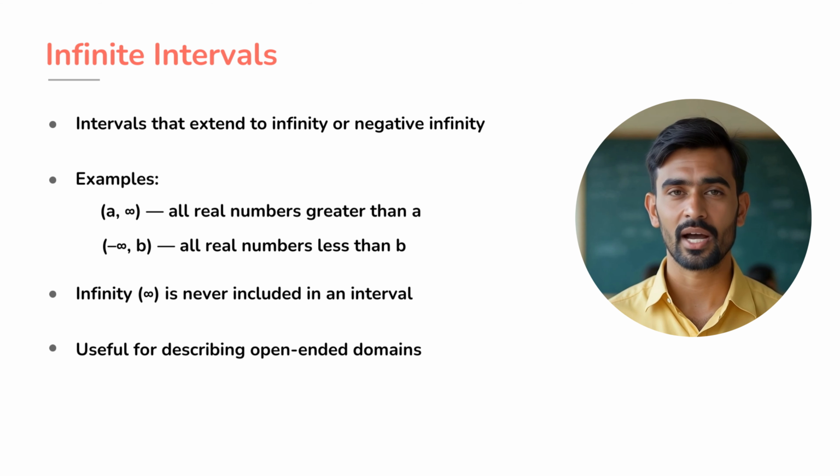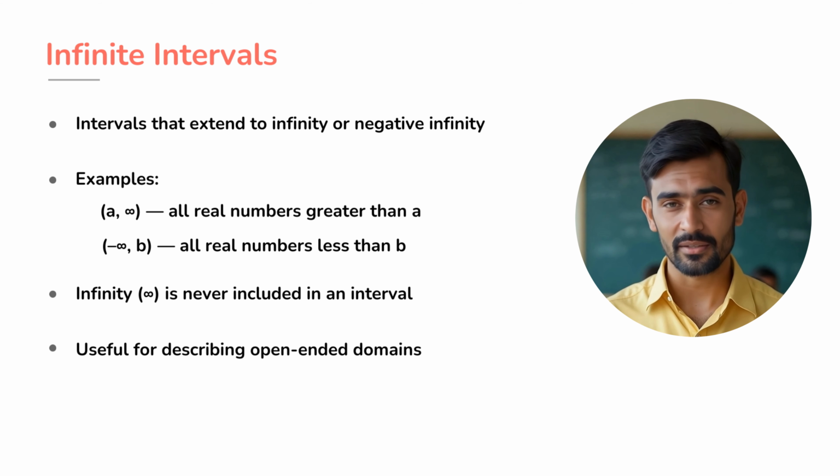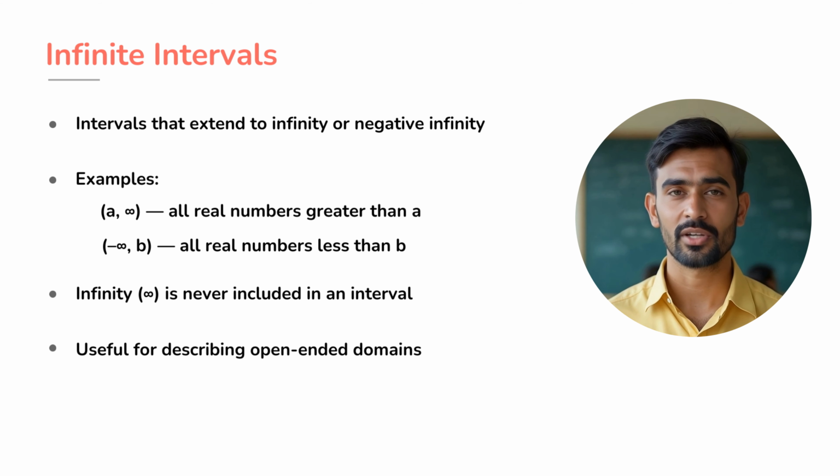We can also combine with one closed endpoint: square bracket a comma infinity includes A and everything beyond. Open bracket negative infinity comma B square bracket includes B but not the left end. Important note, infinity is never included in any interval because it is not a real number.